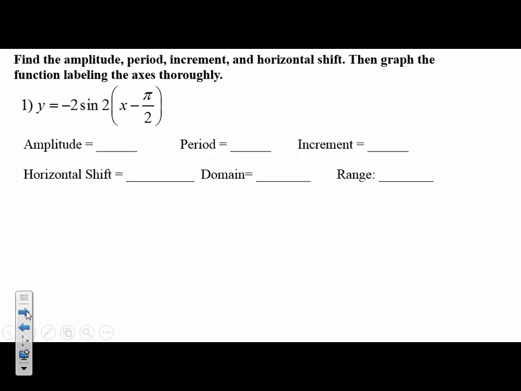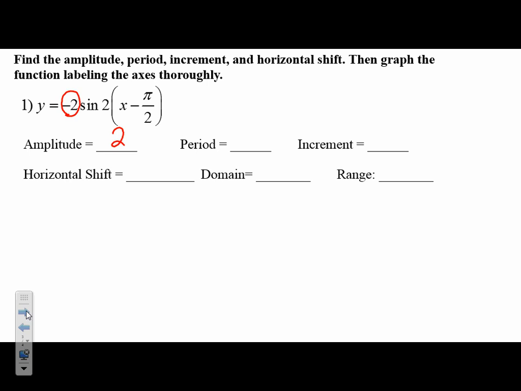So here's the first one we need to write down. We need to find the amplitude, the period, the increment, and the horizontal shift, and then we're going to graph this. So just like we've been working on, everything is here that we need. The very first thing we're looking for is the amplitude. We're going to pull that out of the function, and we see it's a -2. If we take the absolute value of that, that means my amplitude is 2. That means my wave has a maximum height of 2.